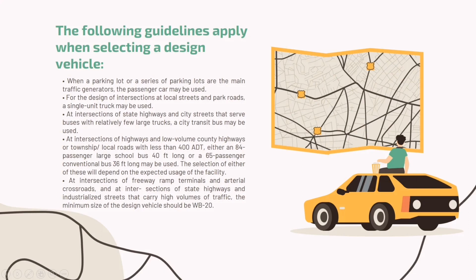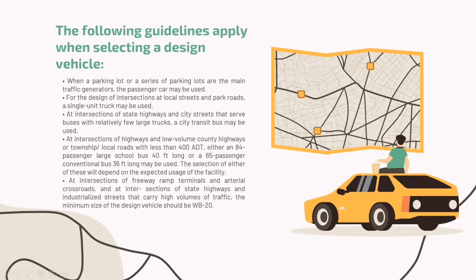The following guidelines apply when selecting a design vehicle. First, when a parking lot or a series of parking lots are the main traffic generators, the passenger car may be used. Second, for the design of intersections and local streets and park roads, a single unit truck may be used. Third, at intersections of state highways and city streets that serve buses with relatively few large trucks, a city transit bus may be used.